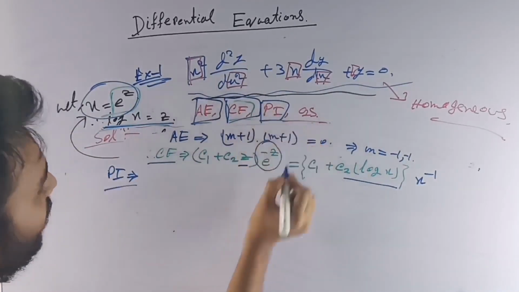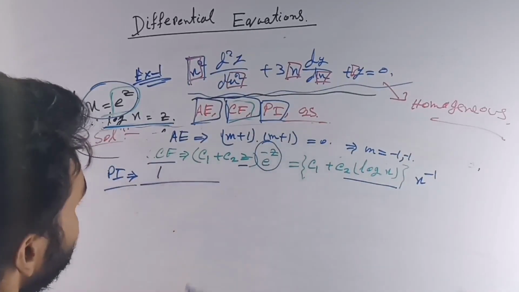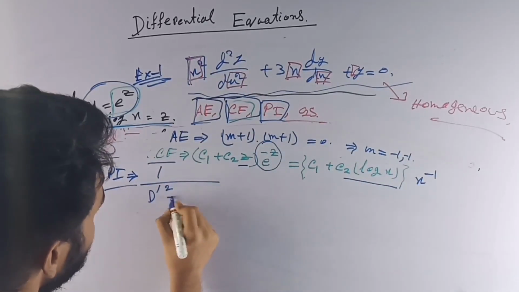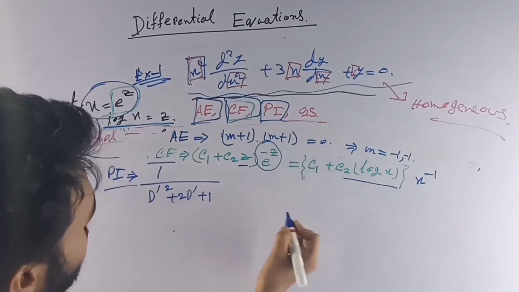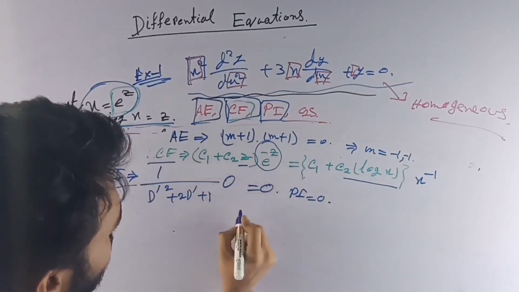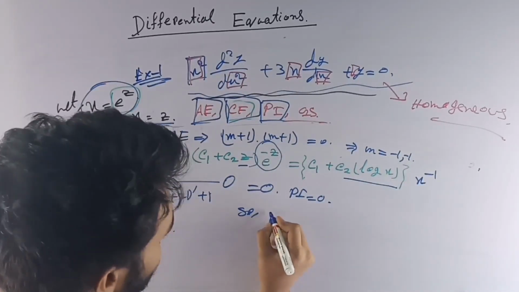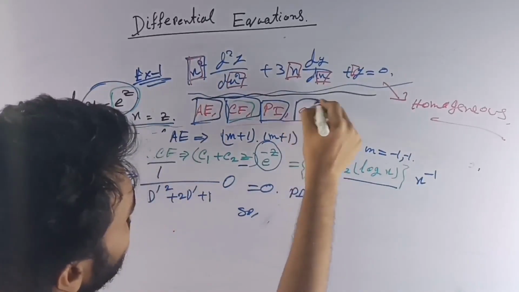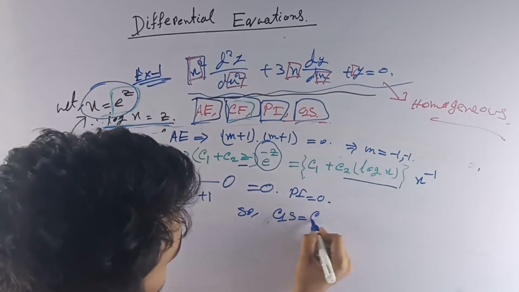Now we find the PI value from this. So that equals, we also write here D naught square plus 2 D naught plus 1 hold of 0. That means PI equals 0. So therefore, here also GS.